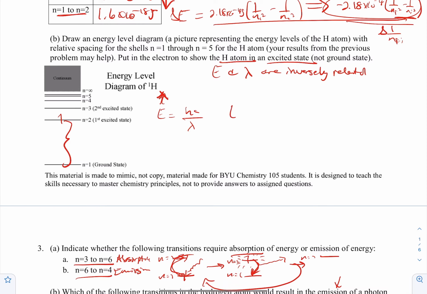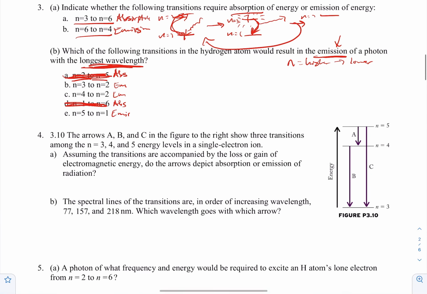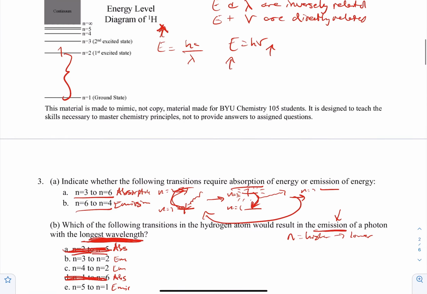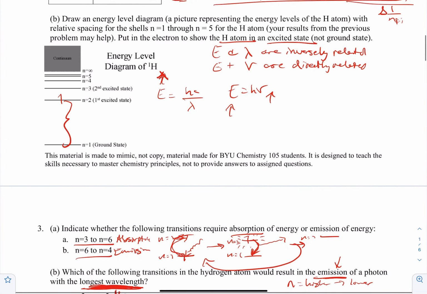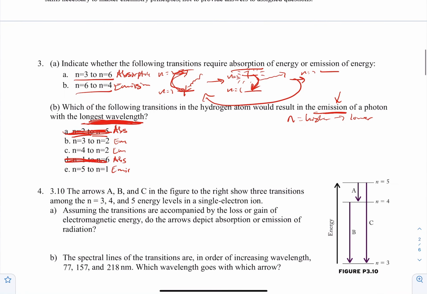Whereas if I have E is equal to h nu, that's h times frequency, then those are directly related, right? Because if I increase frequency, I increase energy directly. So directly related. So why am I explaining this? Because when they're saying the longest wavelength, what are they saying? They're actually saying the lowest energy, right? The lowest energy, because this energy state here is going to have a higher energy, shorter wavelength than any of these other transitions here, okay? So what that means is we're looking for the transition of the lowest energy.